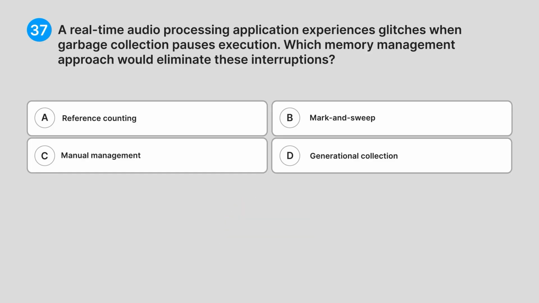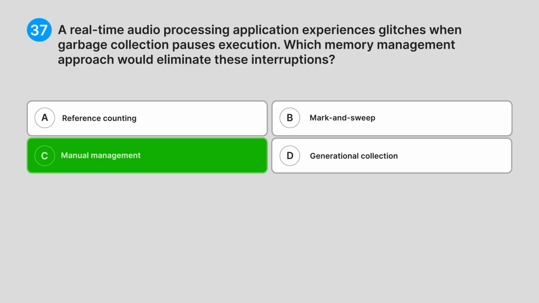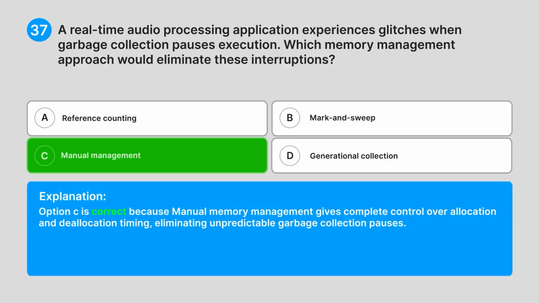Correct answer, C. Manual management. Explanation: Option C is correct because manual memory management gives complete control over allocation and deallocation timing, eliminating unpredictable garbage collection pauses.